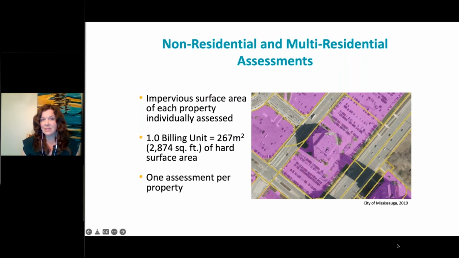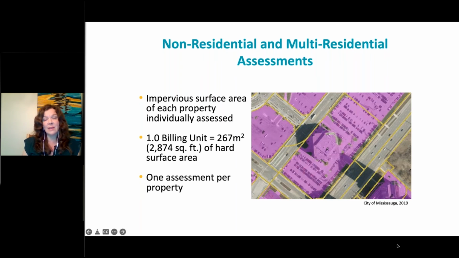Now, for those non-residential properties, for industrial and commercial and institutional properties, that roof area to hard surface ratio didn't really hold up. And so for each of these properties, we would map the total impervious area on each of them, and then we would divide that by the amount of square meters found in 1 billing unit or SFU of hard surface. So this was a much more individualized approach, but if you'll recall, these properties, while they're the minority of properties in Mississauga, have the majority of hard surface. So this is really worth that administration and that extra work to get it right.